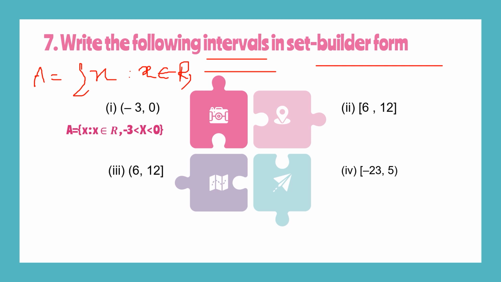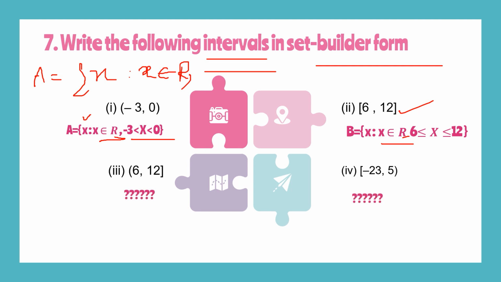We can give any set name. I am giving you capital A. Some number X is there, and that number is a real number. X belongs to R and the X value lies between -3 and 0, whereas -3 and 0 are not included, so I will write only the less than symbol. Got it, children? Try the second question. It is the closed interval 6, 12. So I will write X such that X is a real number and it lies between 6 and 12. Since 6 and 12 are included, I will write the less than or equal to symbol. So the third and fourth questions are for you to try, post your answers.